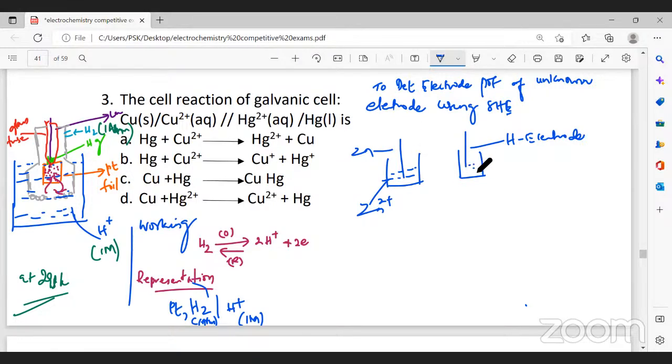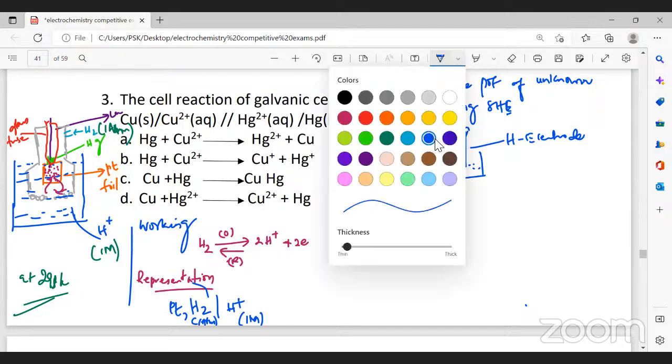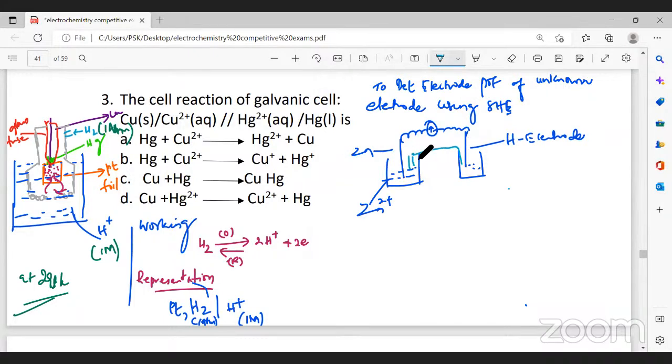These two electrodes are connected externally by means of what? An insulated copper wire through a voltmeter, and they are connected internally by means of a salt bridge. Did you follow this? This is unknown, this is the standard electrode. So this unknown zinc electrode is connected to the standard hydrogen electrode externally by a copper wire through a voltmeter, and internally by a salt bridge. That's all for the construction.